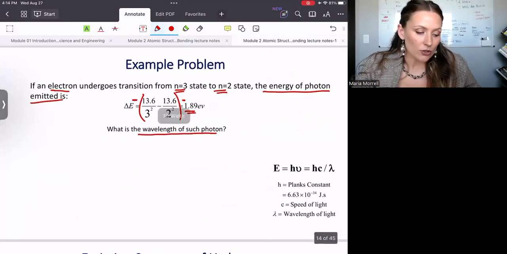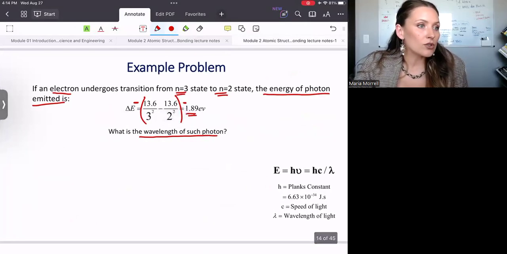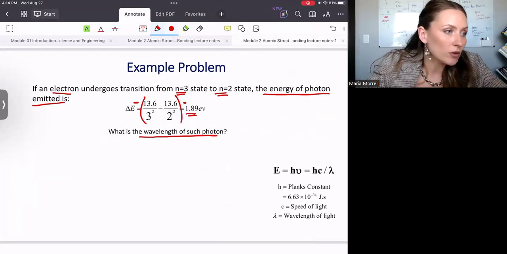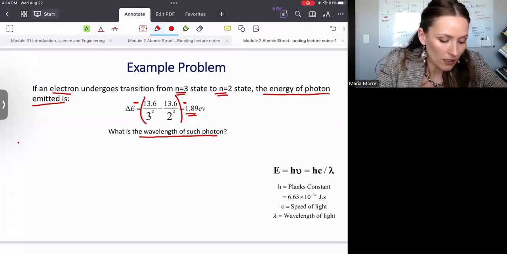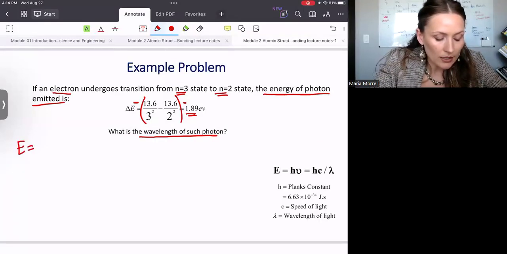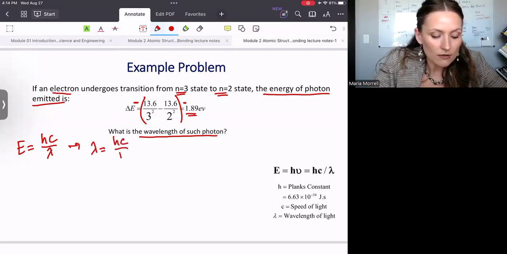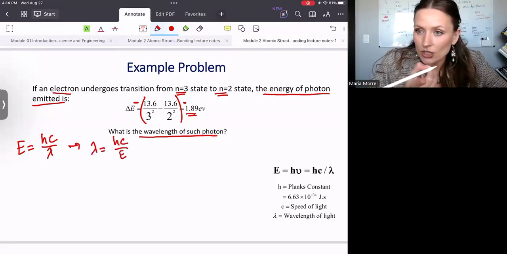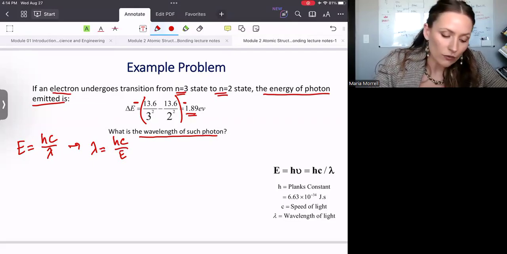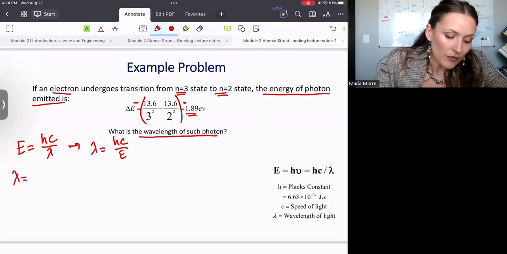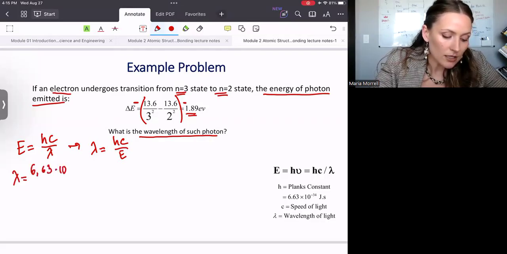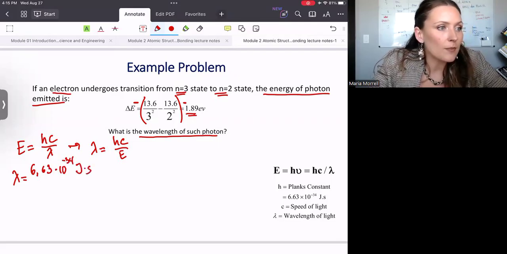Okay, 1.89 electron volt. Now, for us to do the conversion to nanometers, we will be using the following equation, right? I will duplicate it here again. It's hc divided by wavelength. From here, I know that the wavelength is the same as hc divided by the energy, right? The energy here is given, which is 1.89 electron volt. Now let's just put everything in here. We'll start with the Planck constant. The Planck constant is 6.63 times 10 to the negative 34. The units are joules times second.